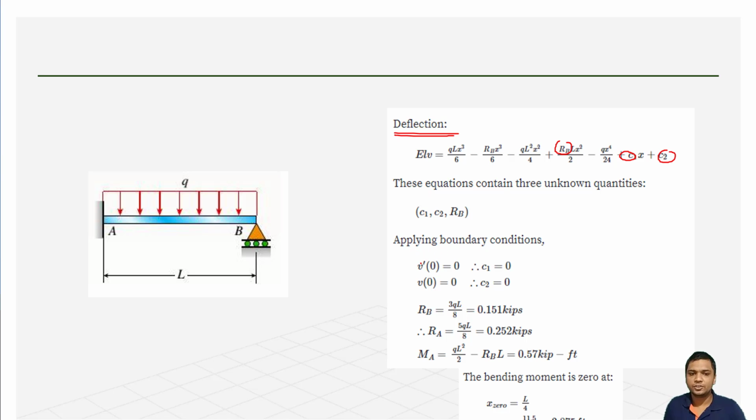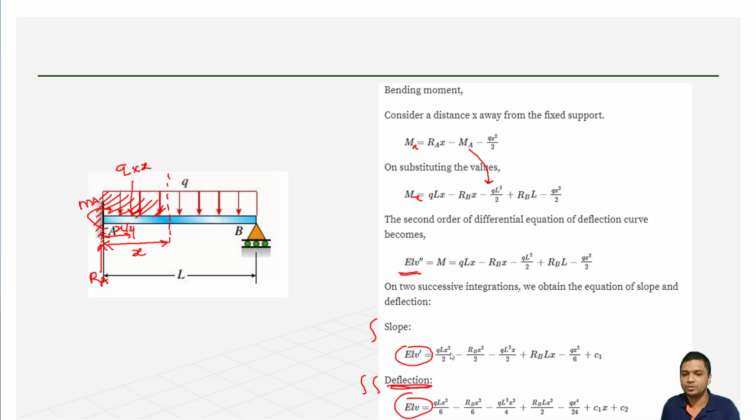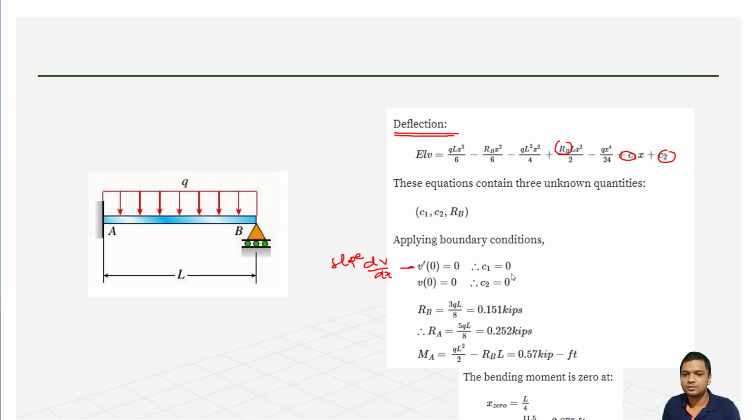So for that, we apply the boundary condition at x equals 0. dv by dx at x equals 0 is 0, right? So what is dv by dx? dv by dx is the slope. It's a fixed end, so the slope will be 0 at this point. If we put that into the equation, we'll get C1 equals 0, right? Everywhere it's an x term, so 0 multiplied with all of this becomes 0. So C1 will eventually become 0.